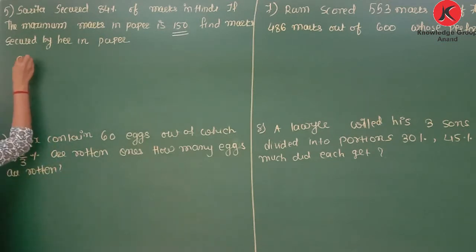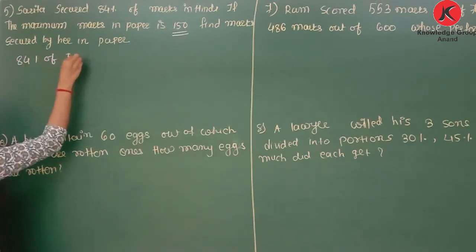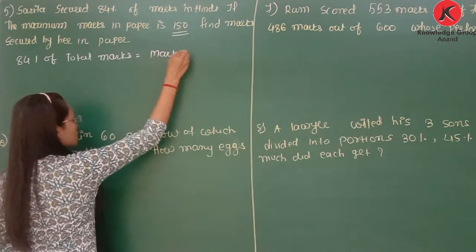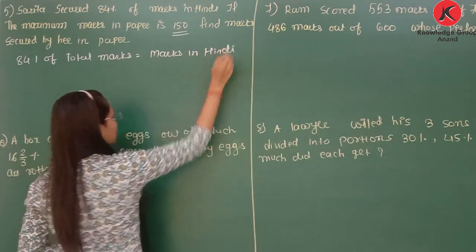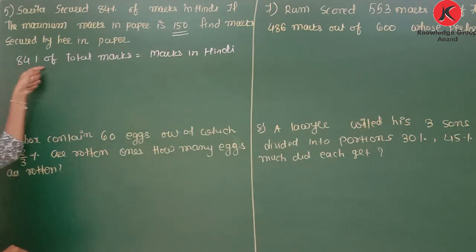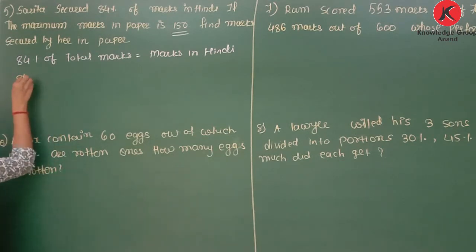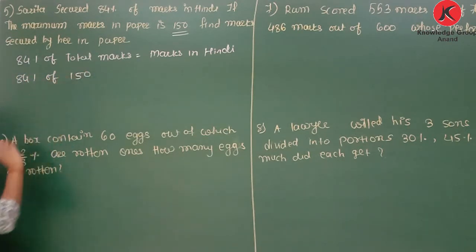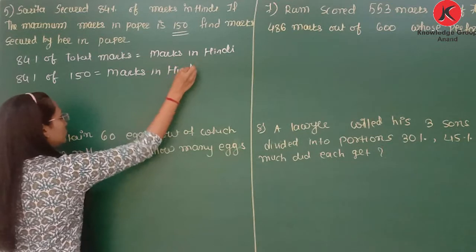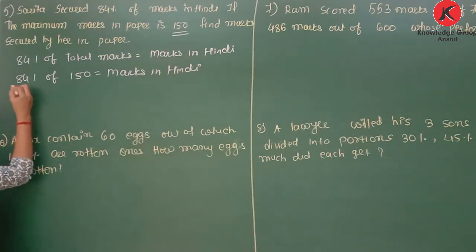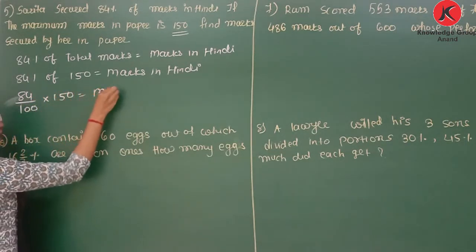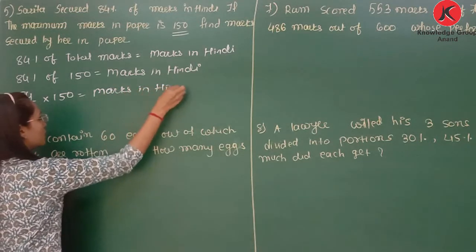So we can find 84% of total marks is equal to marks in Hindi. She got 84%, so we can write 84% of total marks. Total marks is 150, so we can write 84% of 150 is equal to marks in Hindi. So we can find marks in Hindi by 84 by 100 multiply 150, that is marks in Hindi.